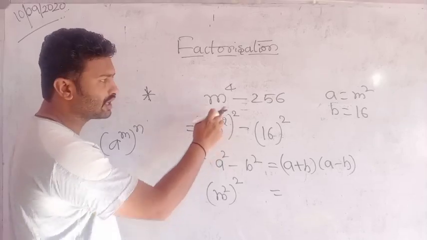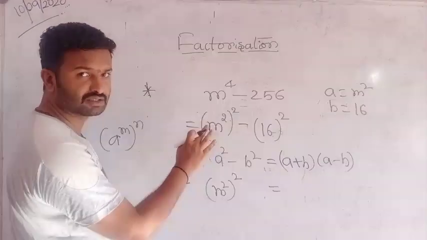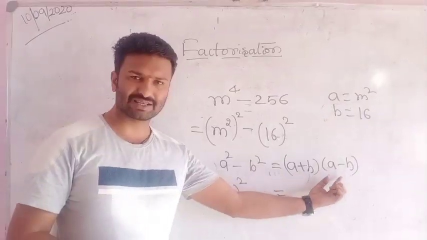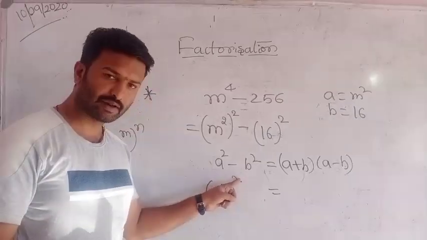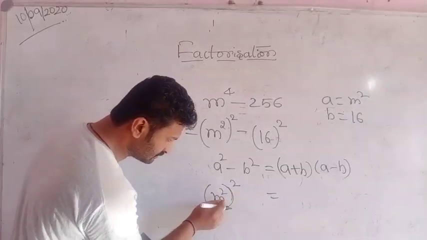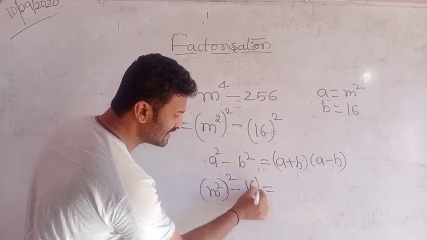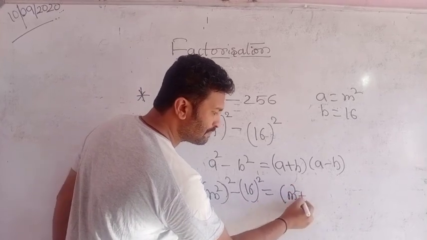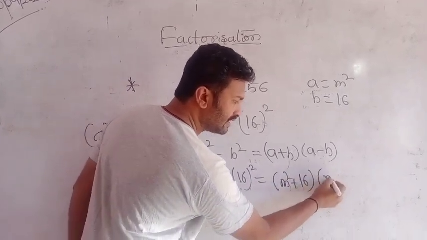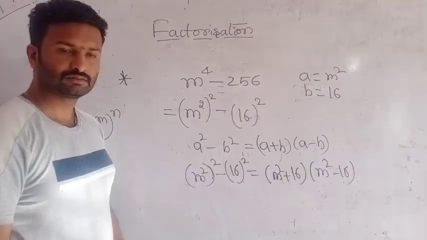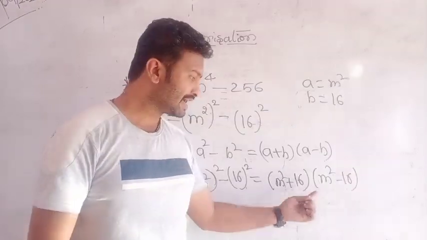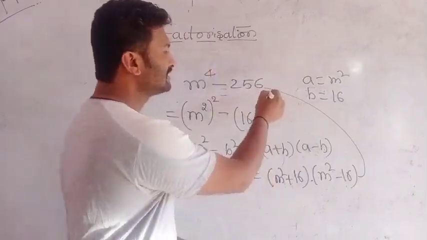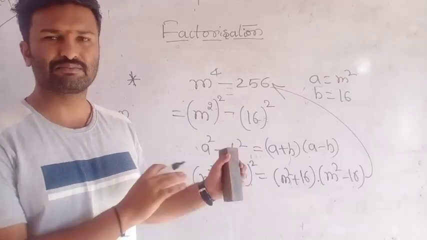It's just our arrangement to get raised to 4. 2 2s are 4 you will get. It's just our arrangement to get in the form of a square minus b square equals a plus b, a minus b. We remember a square minus b value is 16 whole square. A square minus b square can be written as a plus b into a minus b. M square plus 16 and m square minus 16 are the factors of this expression. Okay, it's very simple.